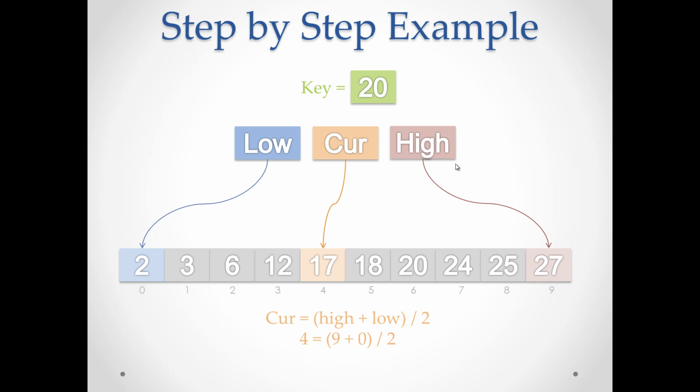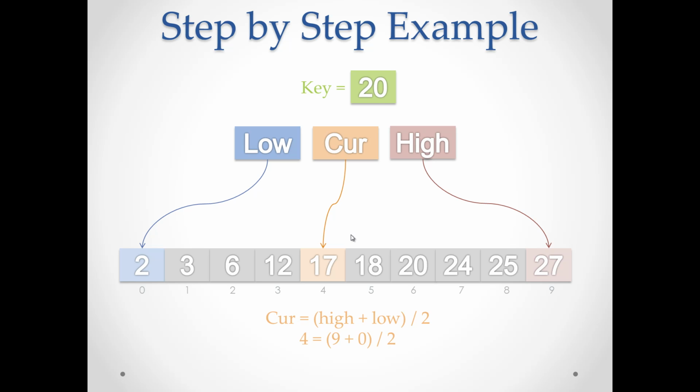And in order to calculate current, all that we do is we add together high and low. So we add together 9 and 0 and then divide it by 2. Since high's value is 9 and low's value is 0, 9 plus 0 divided by 2 is 4 in integer land. So our current index is 4. So now what we have to do is just compare the key to the element at the current index. So is our key 17? No, it's not, so that means that we have to look either to the left or to the right.